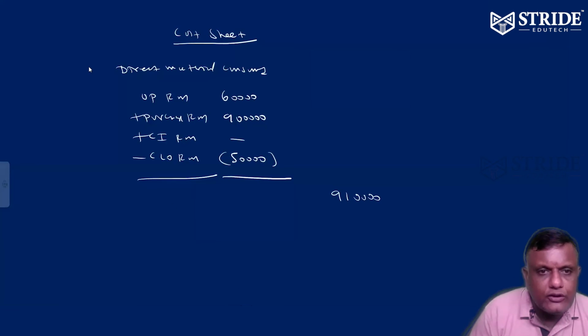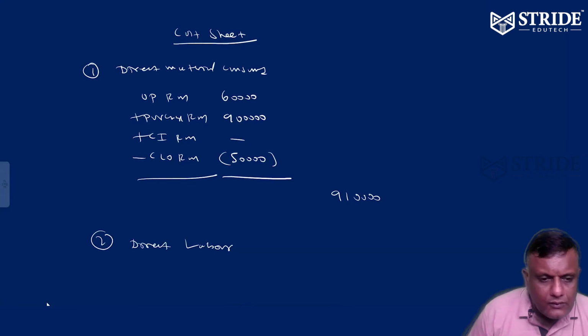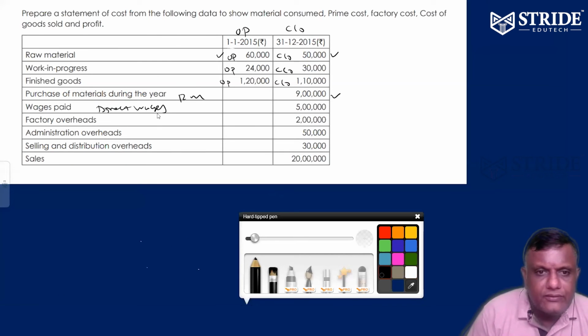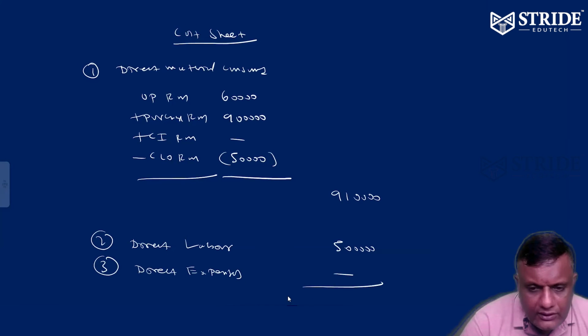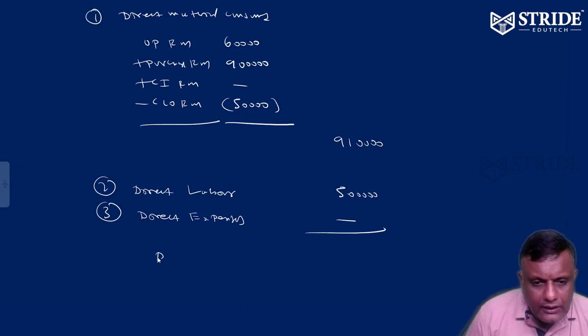9 lakh 10,000 direct material consumed. Number one, direct material consumed. Number two, direct labor, that is wages, given 5 lakhs. Number three, is there any direct expenses? Not given. Answer, prime cost: 9 lakh 10,000 plus 5 lakhs, 14 lakh 10,000.